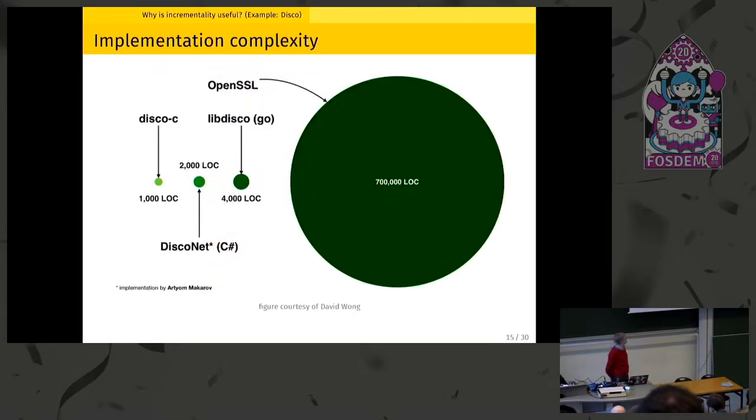Here are some figures provided by David Wong about the size of Disco written in C, C#, and Go. And you can see that Disco fits in a few thousand lines. If you compare that to OpenSSL, it's of course much smaller. I don't think these figures are really fair because OpenSSL does a lot more things and they have many options to look at. But still, my point is that Disco is really simple. And one aspect of it is the use of the duplex object and its incrementality to allow for this simplicity.